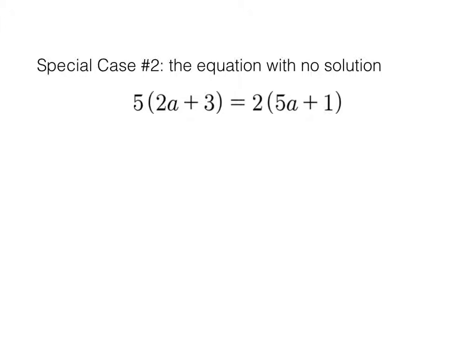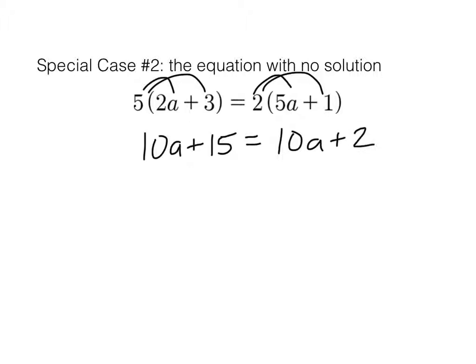So distribute, double rainbows all around. Multiplying that, we get 10a plus 15. And here we get 10a plus 2. So again, something is wrong. Something is clearly wonky with this.